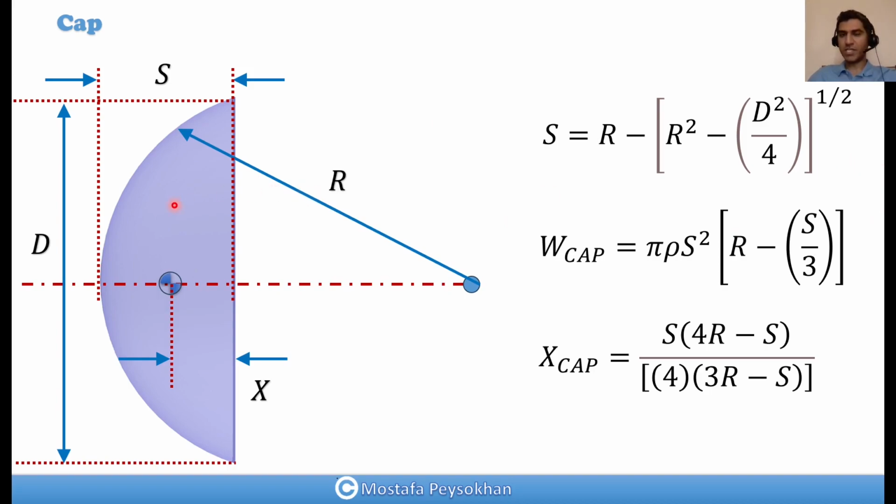And the weight of the cap, using the volume times the density of the lens, can be calculated by this equation, where the density differs for different kinds of glass. And the center of gravity, which is x of the cap for this lens, is equal to s times (4r minus s) divided by 4 times (3r minus s). So that's the center of gravity of this cap, which is a part of the big lens.